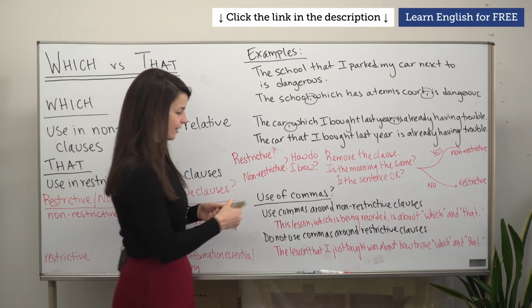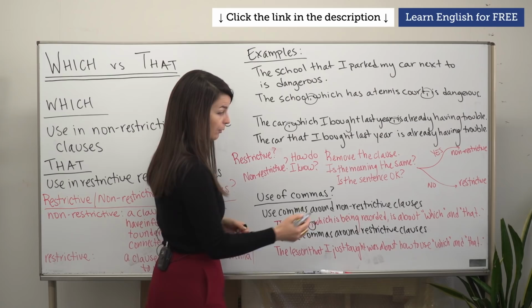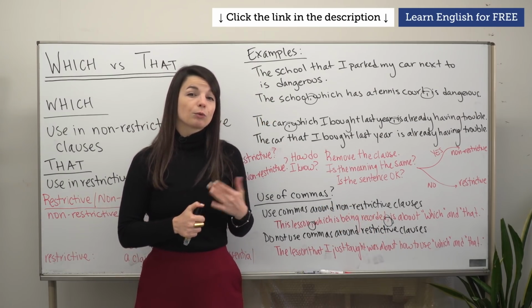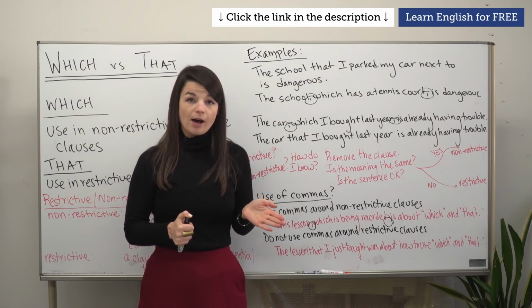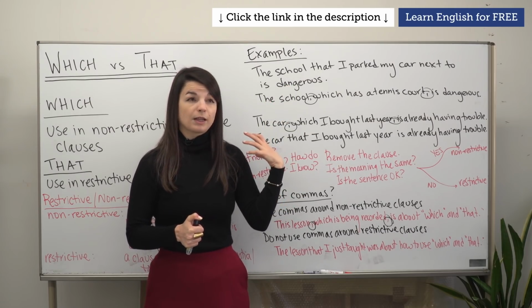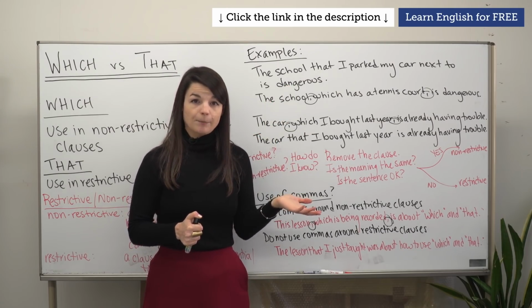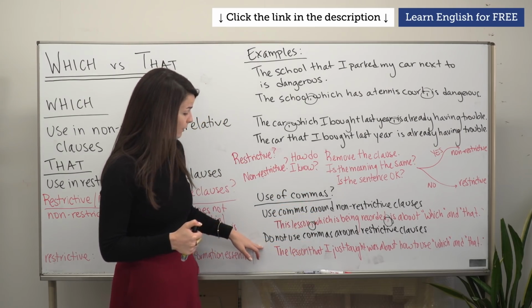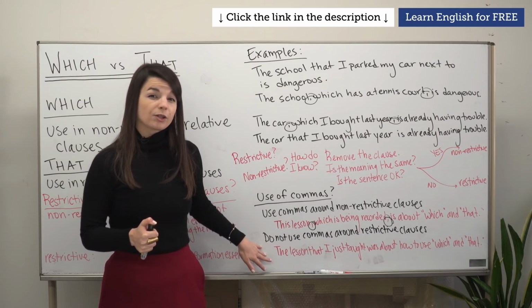Again, this lesson, comma, which is being recorded, comma, is about which and that. So when you're reading, it creates a natural pause. So the reader knows there's going to be like extra information there. The reader can understand through use of these commas. However, do not use commas around restrictive clauses.